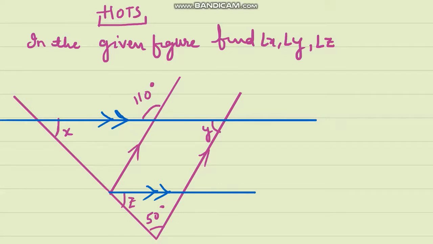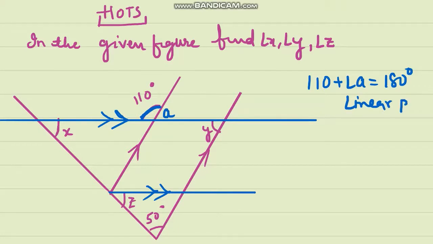Now look here children, this 110 angle, suppose this is angle A, is making a linear pair with angle A. So 110 plus angle A is equal to 180 degree and the reason is linear pair. So what will be the value of angle A? Angle A will be equal to 70 degree. So this is 70 degree.